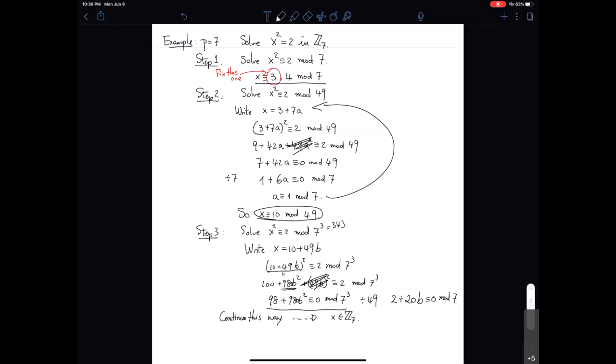Even 98, I still got 2 plus 2b equal to 0. So b is 6. But right now, I guess b squared, the correct one, b is 2. No, it'll be b squared. I thought b squared would have to be 6 mod 7. Oh, my bad. Sorry.